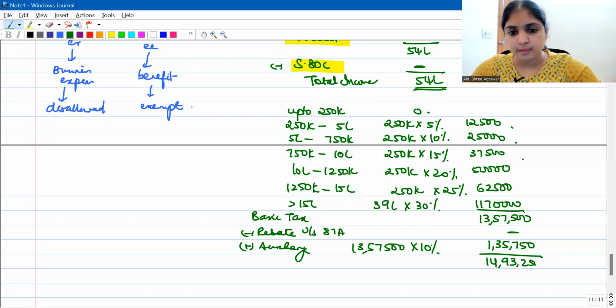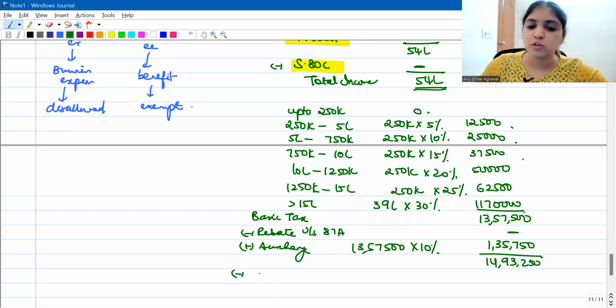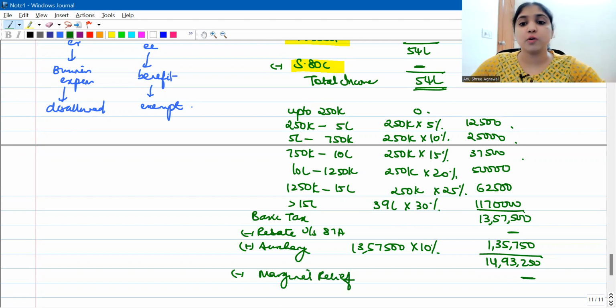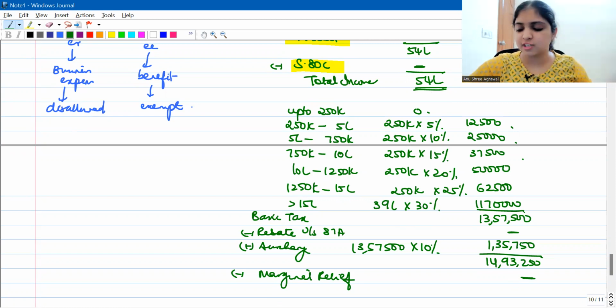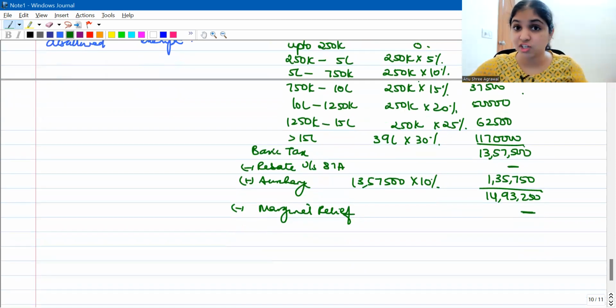Whenever we talk about surcharge, we also talk about marginal relief. You can calculate and see you will not have any marginal relief here because total income is 54 lakhs and the limit is 50 lakhs. There is quite a lot of difference. There's a difference of 4 lakhs. You will not have marginal relief. If you want, you can even calculate and check.